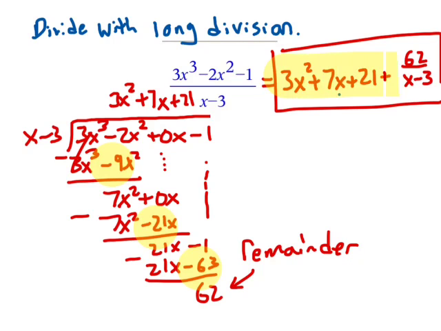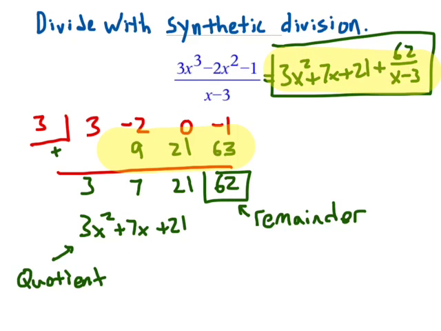So finally, by longhand division, we can get this polynomial, or by synthetic division, we get the same polynomial. And remember, if this remainder is 0, then we found out that x minus 3 is a factor of this polynomial here. But since we had a remainder of 62, x minus 3 is not a factor of this. So there you have it. Good luck.